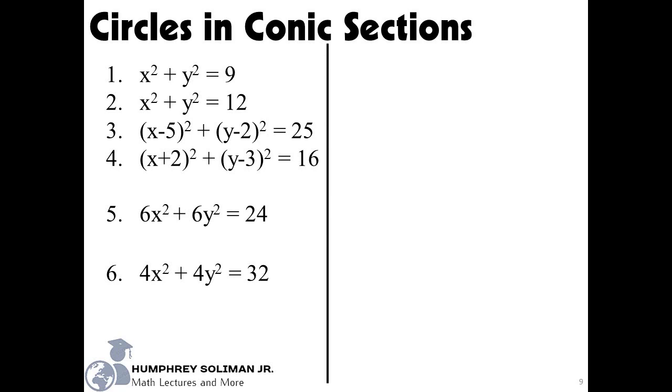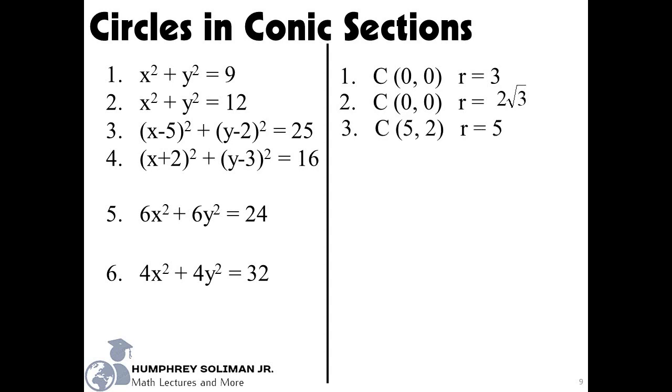Number 1, x squared plus y squared equals 9. The center is (0, 0), and the radius is 3. Number 2, x squared plus y squared equals 12. The center is (0, 0), and the radius is 2 square root of 3. Number 3, the quantity x minus 5 squared plus the quantity y minus 2 squared equals 25. The center is (5, 2), and the radius is 5.